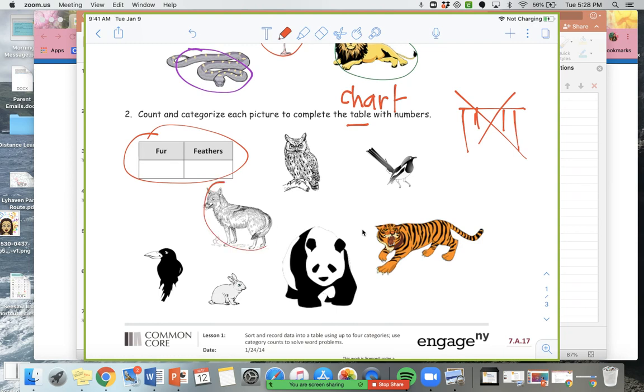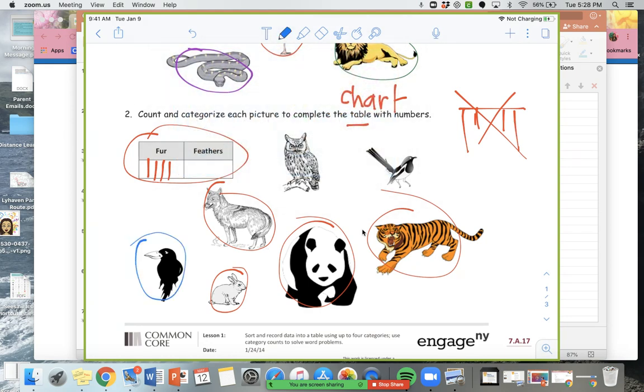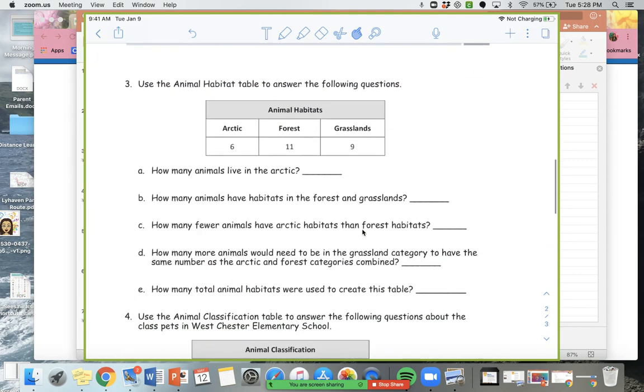So let's start with fur. I see a fox, rabbit, panda, and a tiger. So here I see 4. 1, 2, 3, 4. And then let's switch colors. For feathers, I see this crow, owl, and some type of bird. 1, 2, 3. Okay? So now we just practice recording our data.